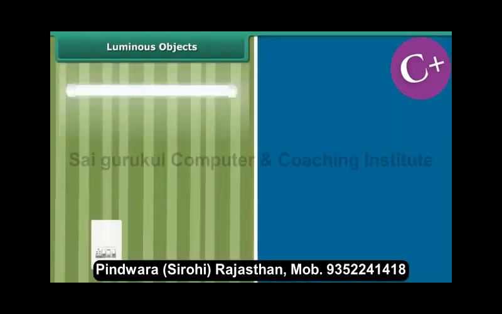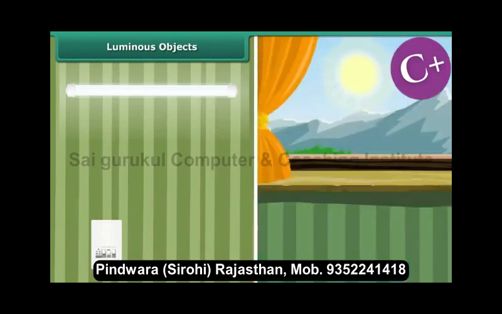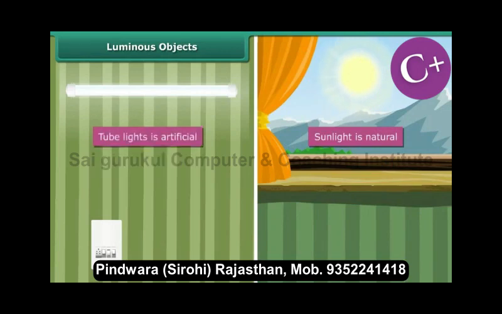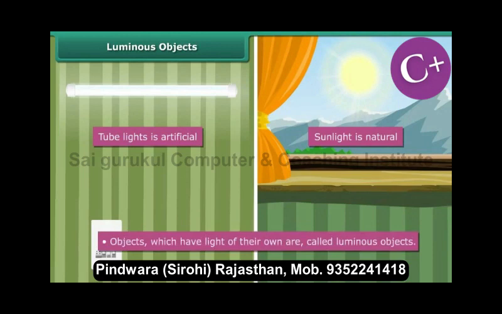We just talked about two types of light: the light from the tube lights and daylight, which is the light from the sun. While sunlight is natural, light from the tube lights is artificial. Objects which have light of their own are called luminous objects. Thus, in our example, both sun and tube lights are luminous objects. Sun is a natural luminous object, and tube lights are artificial, man-made luminous objects. Luminous objects are sources of light.